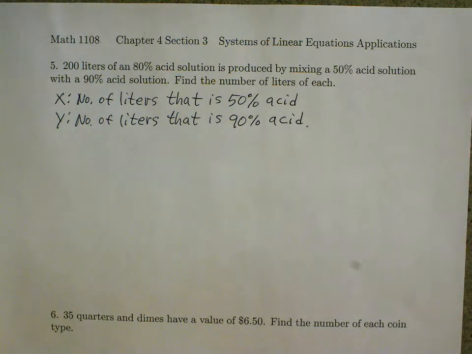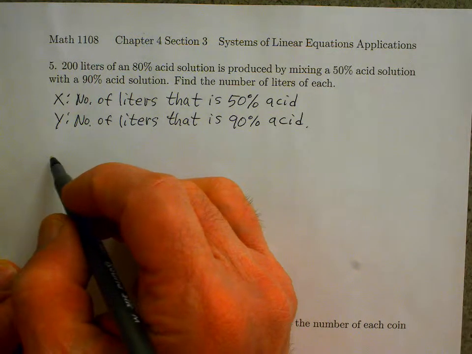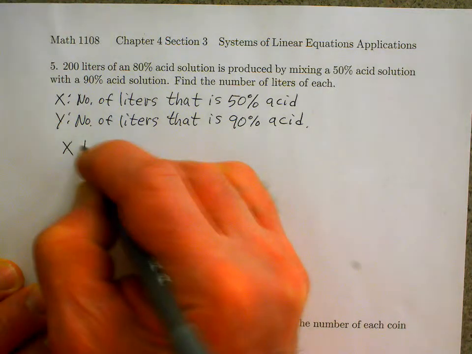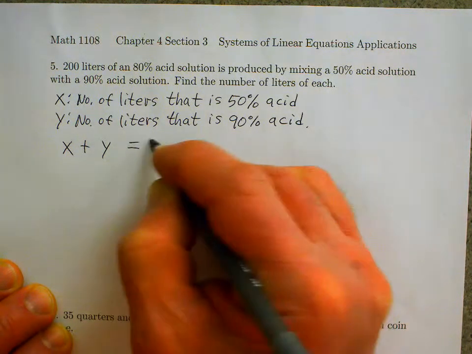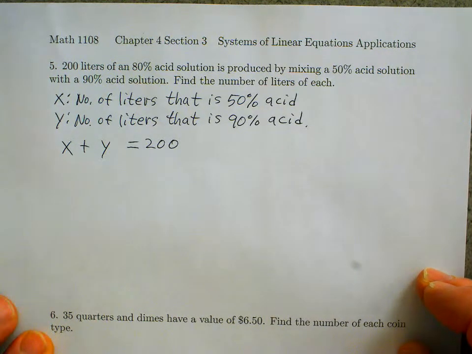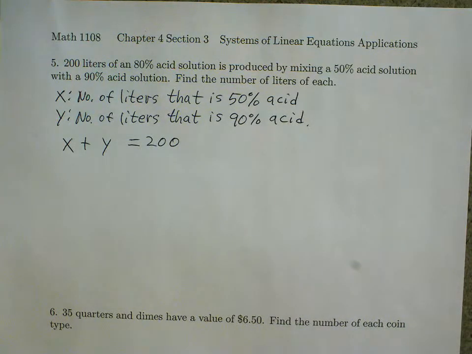Okay, we need two equations. The first equation just involves the number of liters of each. So if I add x liters to y liters, I get 200 liters. Then for the next equation, each term represents the number of liters of pure acid.